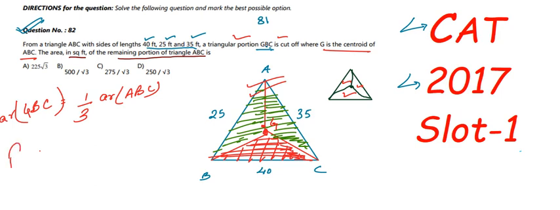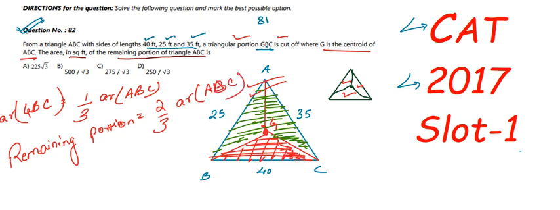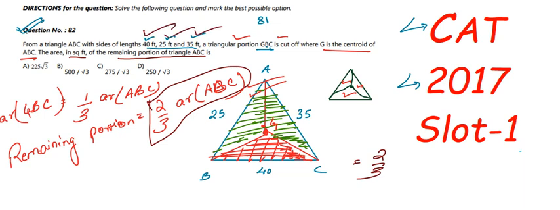Therefore the remaining portion, leaving GBC, will be equal to 2/3 of the area of triangle ABC. So we need this 2/3 area of triangle ABC. So let us find this. Here we have 2/3. We have three sides of the triangle, so we can do this with Heron's formula. You must be remembering Heron's formula from school. Let me restart it from the very beginning.